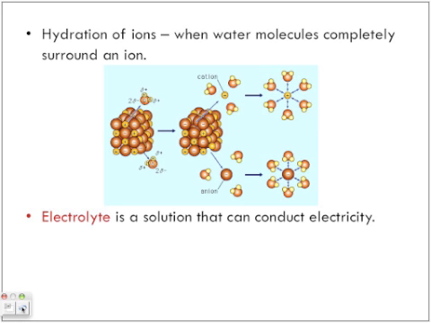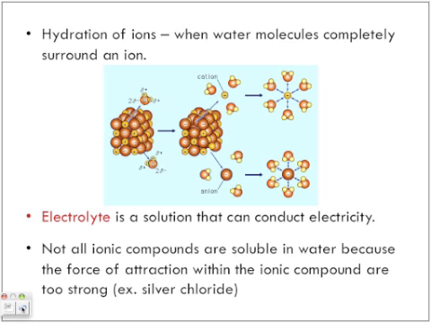An electrolyte is a solution that can conduct electricity. Not all ionic compounds are soluble in water because the force of attraction within ionic compounds is too strong. An example of that would be silver chloride, one example to remember.